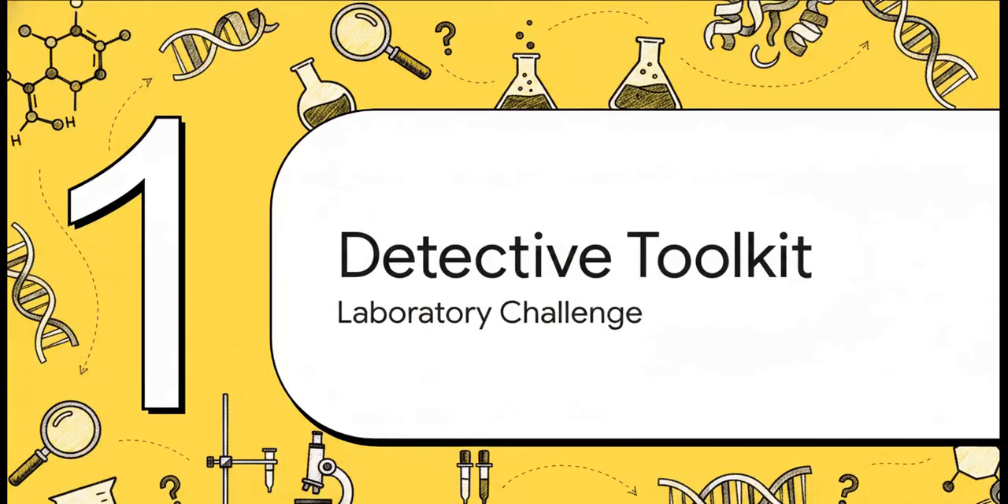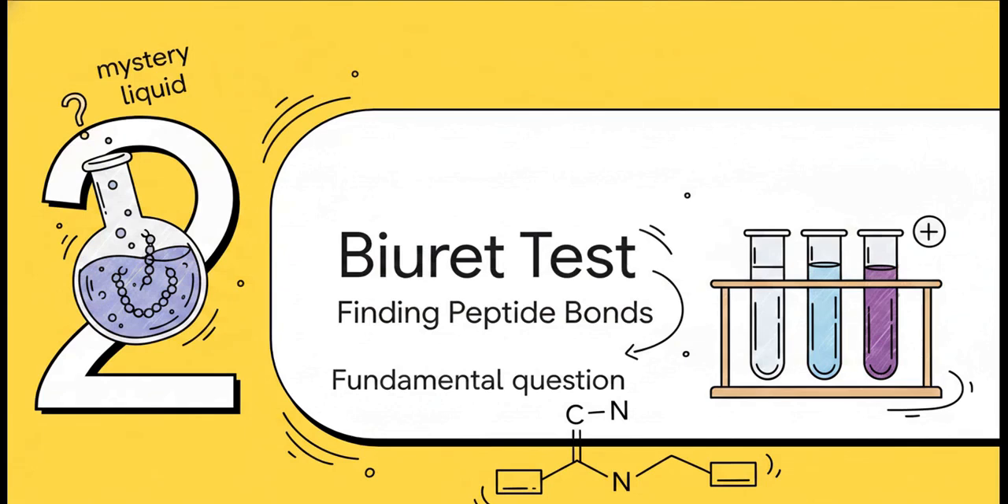Section 1, the Protein Detective Toolkit. Let's set the stage for this overarching laboratory challenge. Section 2, Biuret, finding peptide bonds. Okay, let's dive right in and pull out the broadest tool we have.